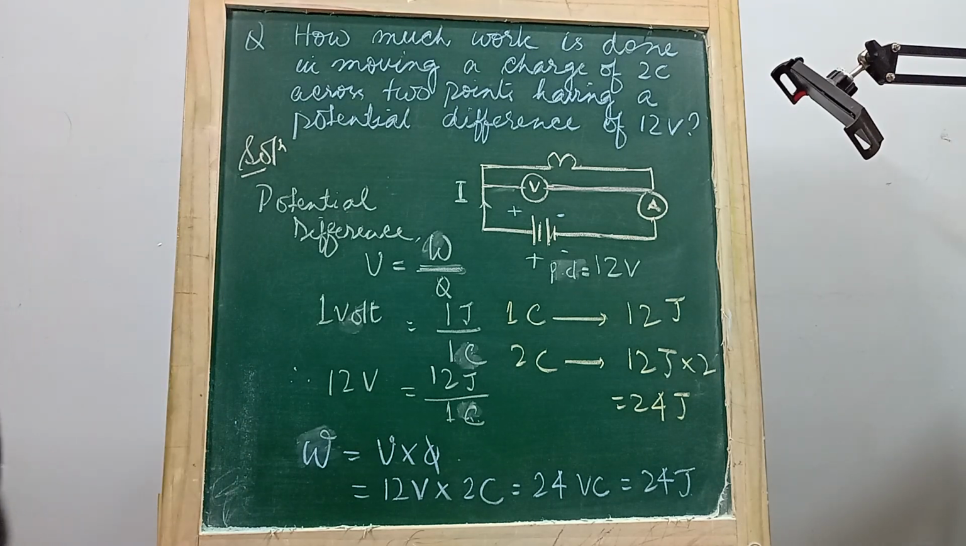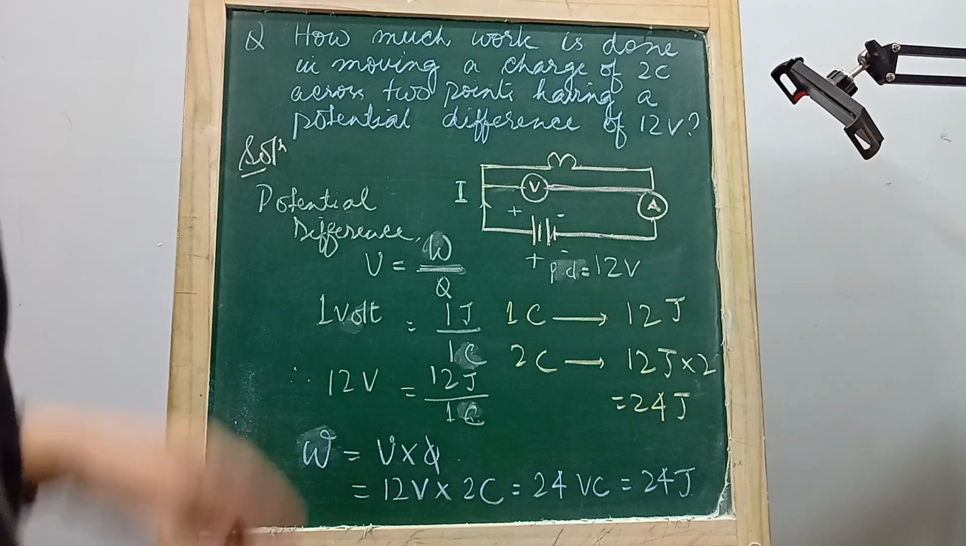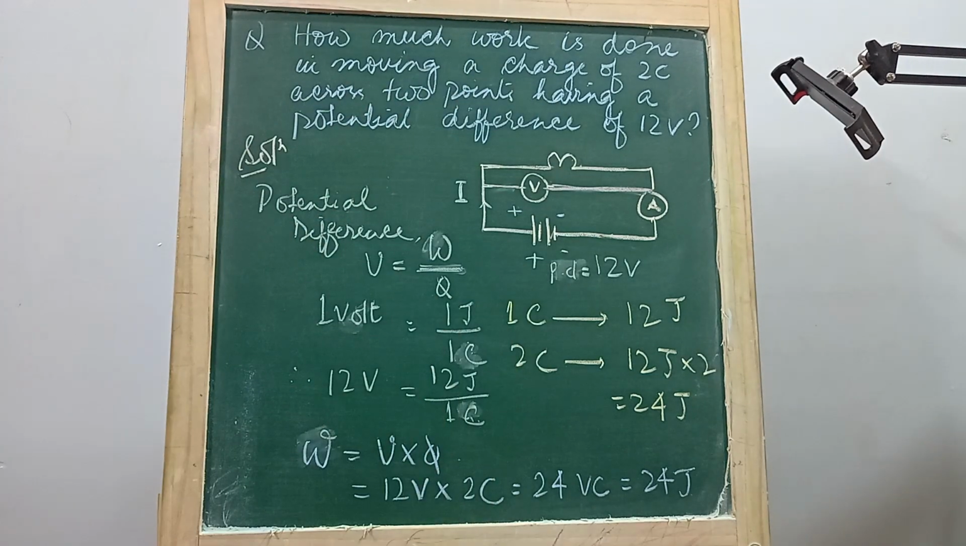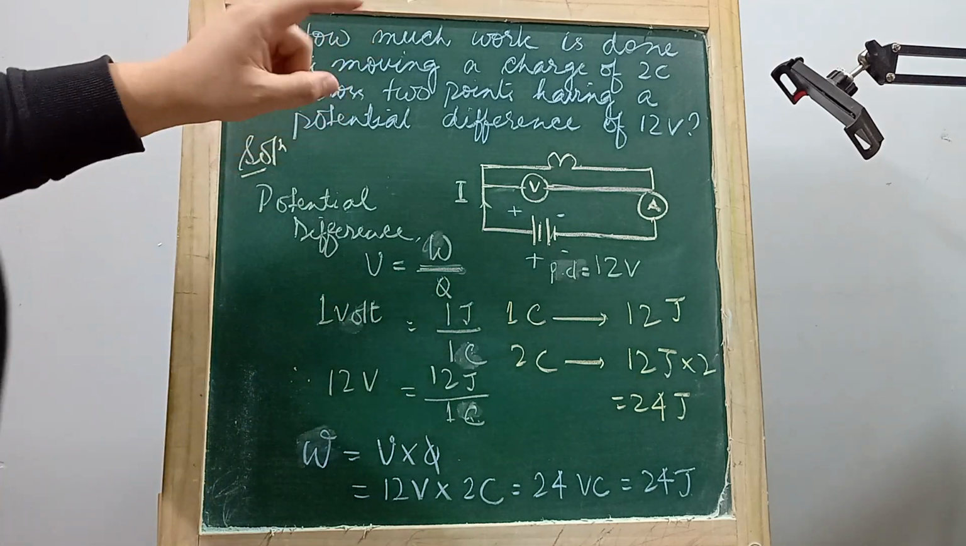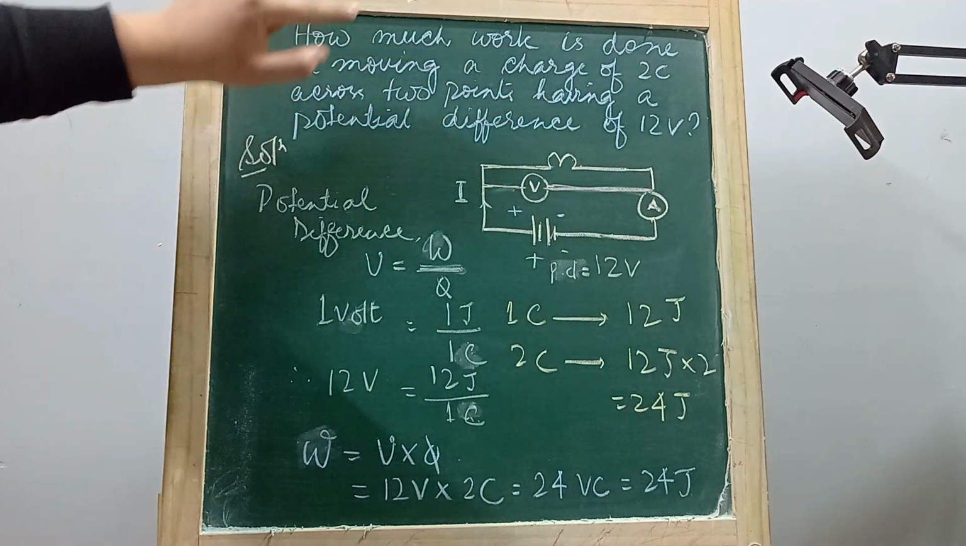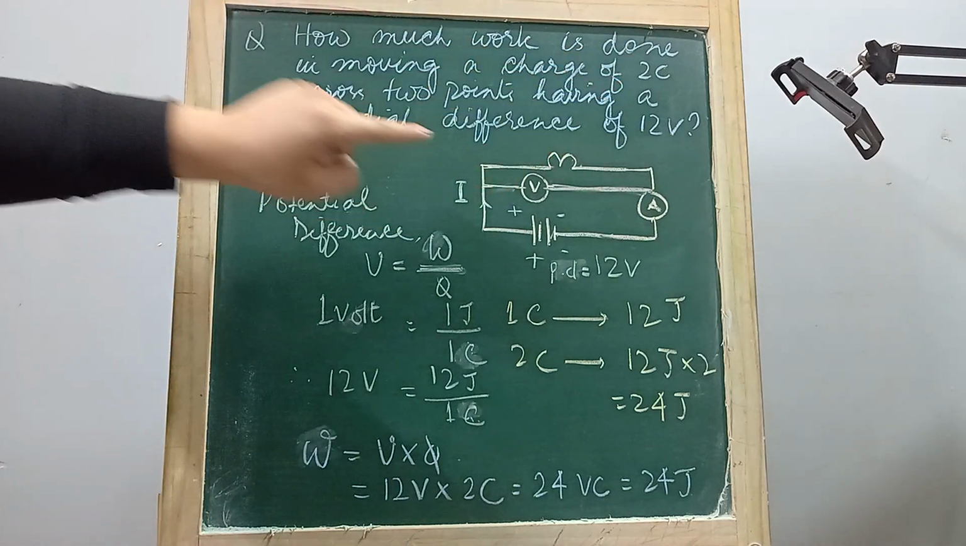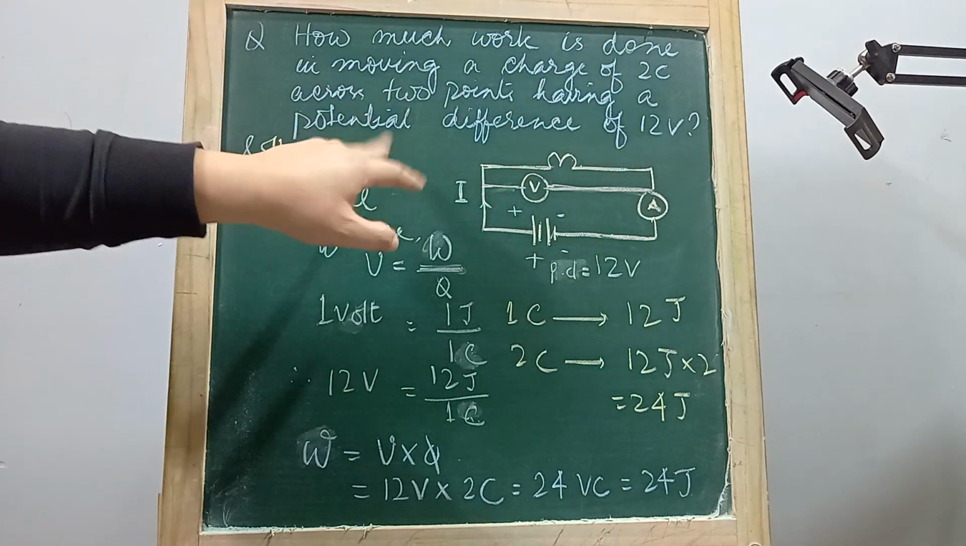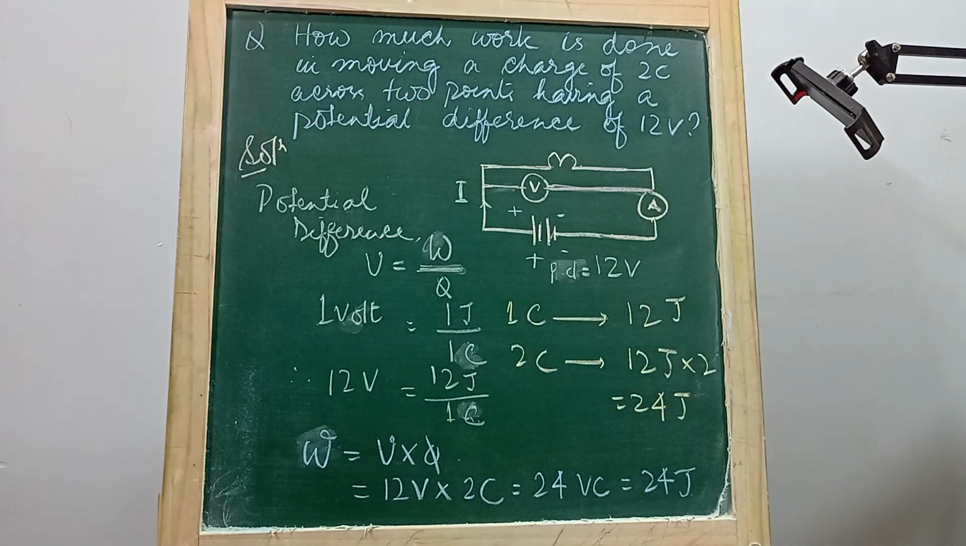Okay, let's try to understand the concept of potential difference in an electric circuit through a numerical problem. The question is: how much work is done in moving a charge of 2 coulomb across 2 points having a potential difference of 12 volt?